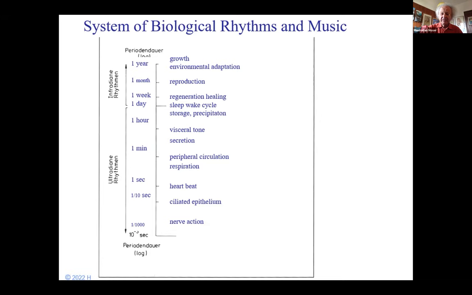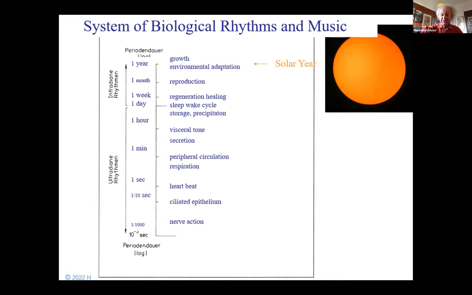With the solar year, for example, which we just pass in a special moment at this time, this solar year influences the growth in our organism. It influences environmental adaptations of many parameters. So when you investigate them, you find out that many, like heart rate or body temperature, are changing during the year. And we adapt to the outside conditions, but this we do in a way which is preempting the real things.